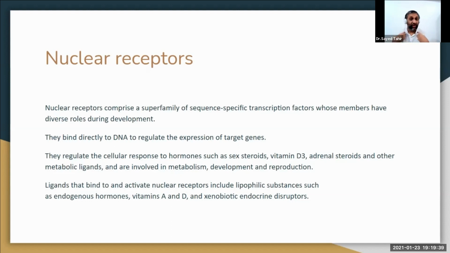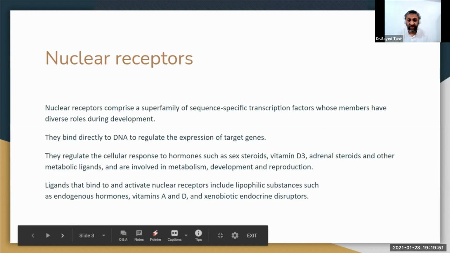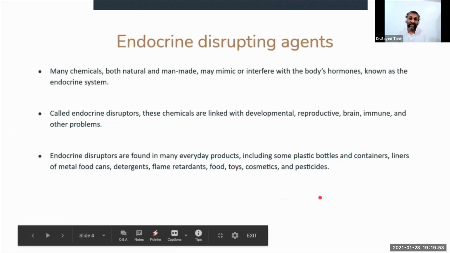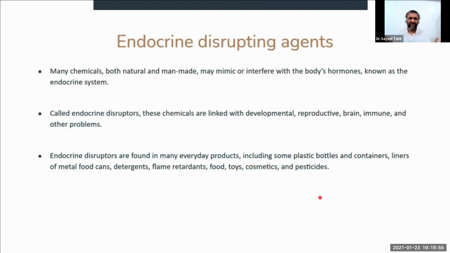Xenobiotic means our body doesn't produce it, but it comes into our body, enters our body, and disrupts the whole endocrine system. The whole translation from the nucleus to the periphery is disturbed. Now, what are these endocrine disrupting agents? There are many chemicals, both natural and man-made, that interfere with the body's normal endocrine system.